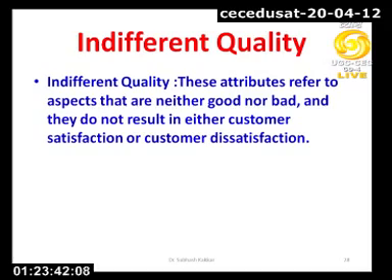And then indifferent quality. Indifferent quality: these attributes refer to aspects that are neither good nor bad, and they do not result in either customer satisfaction or customer dissatisfaction, and these kinds of attributes are called indifferent quality.